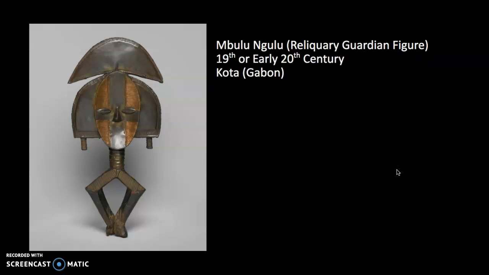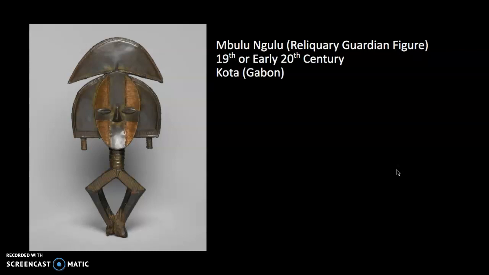So the bones of the dead were believed to retain spiritual power and were kept in baskets or bark receptacles. And then on top of those receptacles, there was a reliquary or a kind of guardian figure called an Mbulu Ngulu that protects the remains of the dead from spiritual or physical harm. These reliquaries were never kept in the home, but in shrines outside of the village, and they could be visited by descendants or by community leaders, for example, seeking guidance.